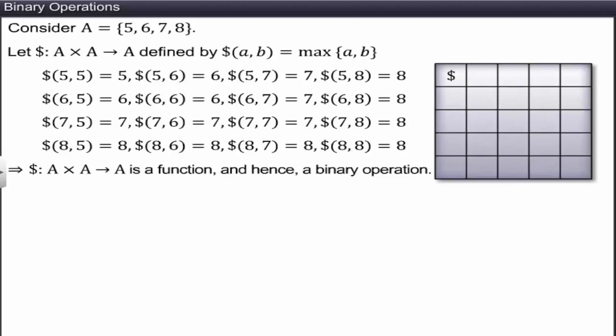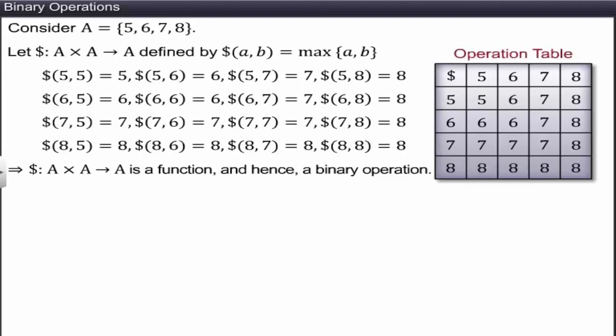Here, we have 4 rows and 4 columns in the operation table, with the ijth entry of the table being the maximum of the ith and the jth elements of set A. Such a table is called an operation table. In other words, when the number of elements in a set A is small, the binary operation star on set A can be expressed with the help of a table called the operation table.